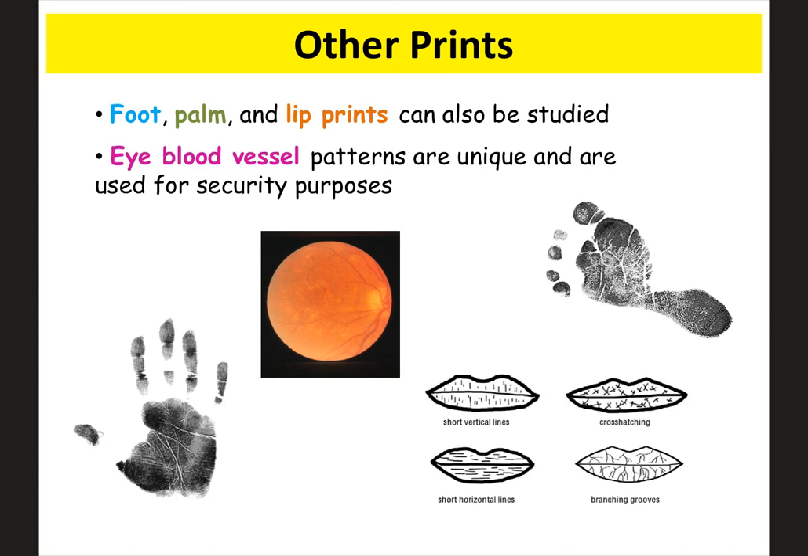If a crime took place, it doesn't have to just be fingerprints. It's just that typically those are the types of prints that are more likely to be left behind, but other prints can be useful.